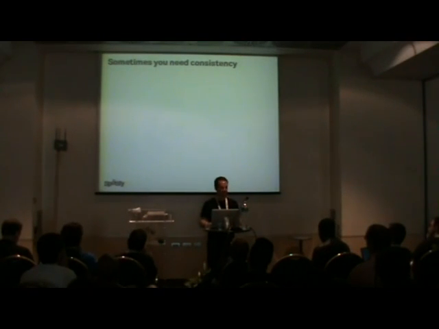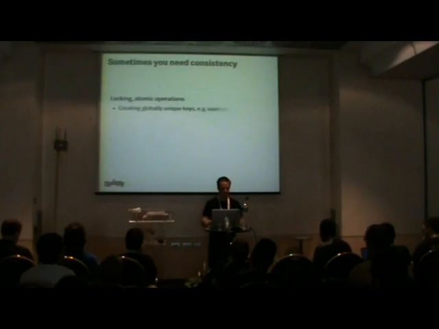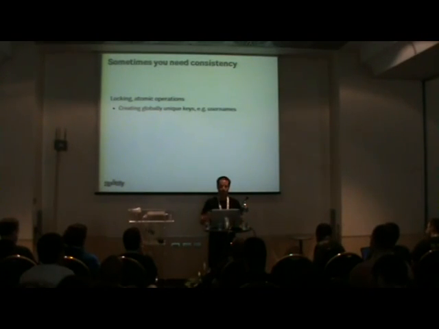Sometimes, though, you really, really need consistency. For example, if you want to do some kind of locking, you want to do atomic operations, you need consistency. Some examples of this that we have at Spotify is if you want to create some globally unique key, like a username. Usernames in Spotify are unique. If we had 2 people with the same username, we would have all kinds of problems.